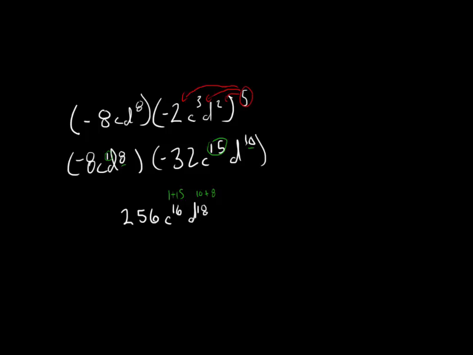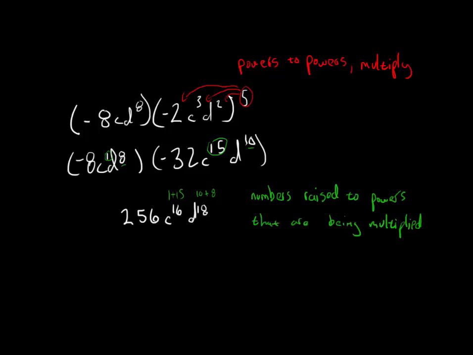And just in case you feel like I'm rushing, this is where those exponents came from. Multiplying numbers raised to powers, we can add the powers. When you have powers raised to powers, that's when you multiply the powers. In red, here we've got the powers to powers situation. And here in green, we've got the numbers raised to powers that are being multiplied. So numbers that have the same base, you can add the exponents.